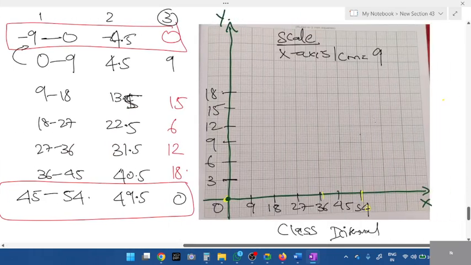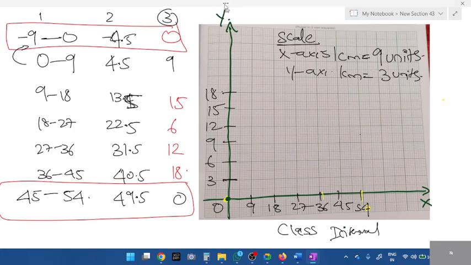So that time, what should I write? Very good. I can't write 9 class interval, students. Remember, don't write 9 class interval. That is wrong. 1 centimeter, what do you have to write? 9 units. Somebody said units. Correct. What about the y-axis? 1 centimeter. Which times table did we take? Times table 3 units. Is it clear? Understood, all of you?